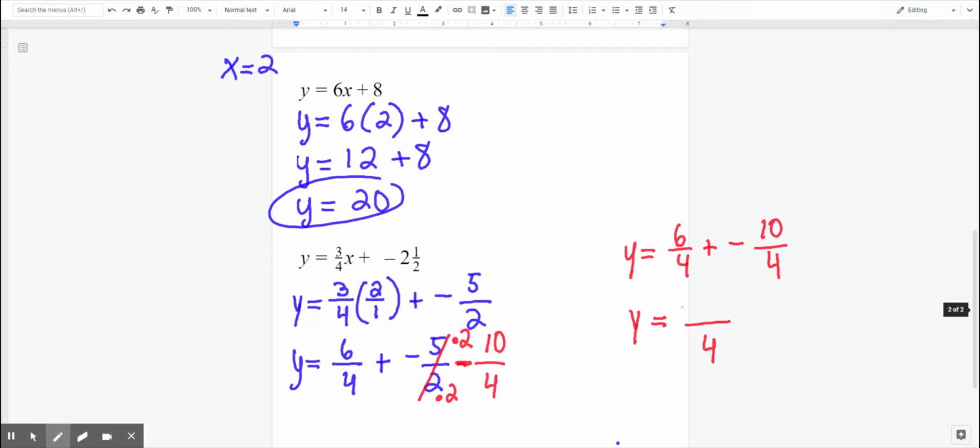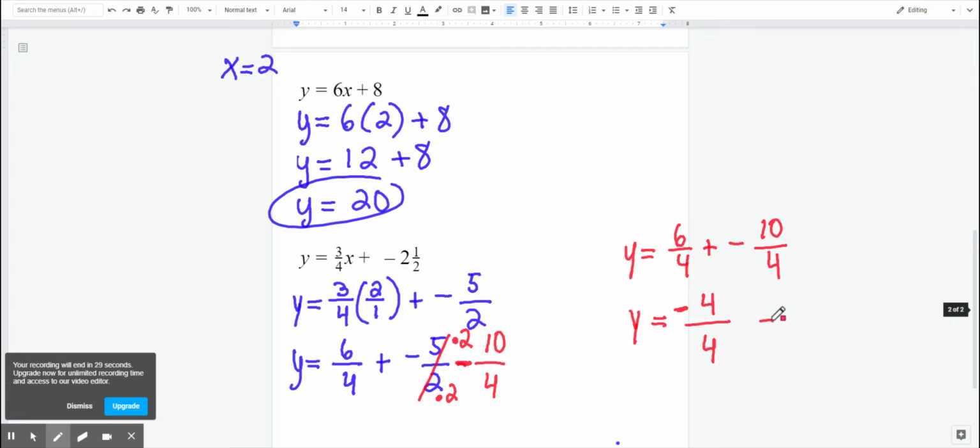So 10 is larger than 6. So we're going to keep negative. And then we're going to subtract. So we have 10 minus 6, which is 4. So we have negative 4/4, which is equal to negative 1, because any number divided by itself is 1, and then we just got to keep the sign of negative.